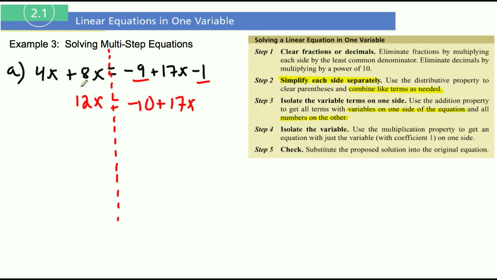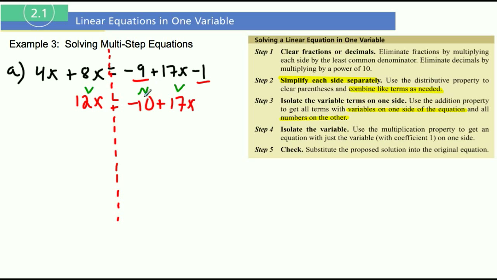So take a look at what I have here. 12x is going to be represented as a variable. I'm just going to put a v above it. Negative 10 is going to be represented as a number, and 17x is going to be a variable. So can you see that all of the numbers are already on the right side of the equation? Variable, number, variable. There's one number over here, and it's the only one, and it's on the right side.